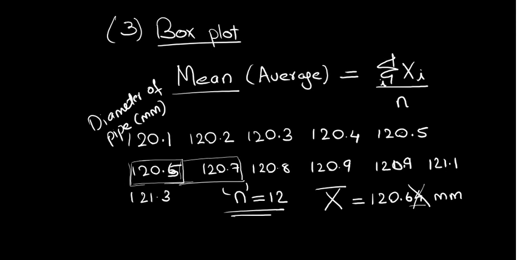If it was an odd number of observations, it would not have created any problem. For example, if I had one more number, 121.4 for instance, the number of samples would be 13, and you could have 120.7 lying exactly at the middle, because you can have 6 numbers to the left and 6 numbers to the right, and therefore there is no problem as such.